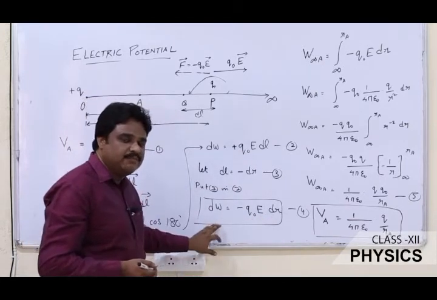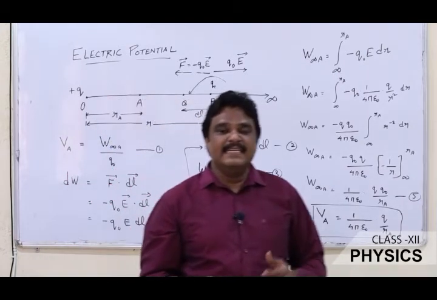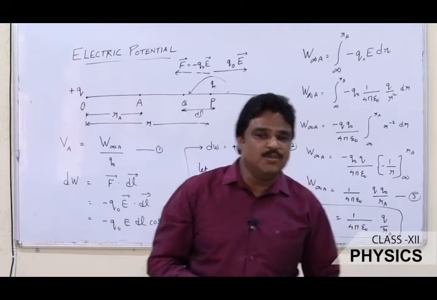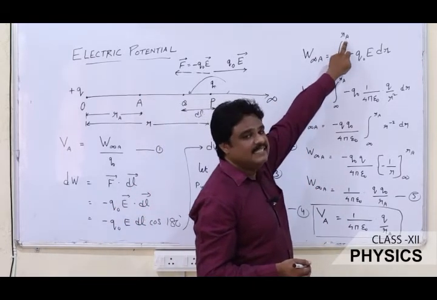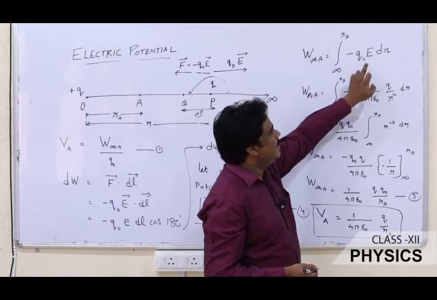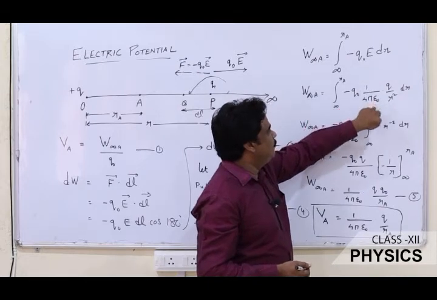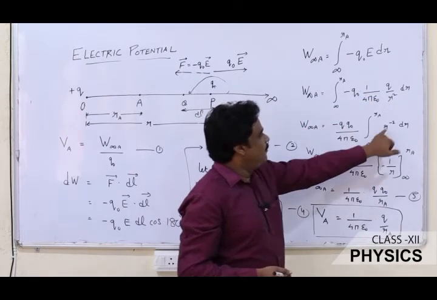So this is the expression for small work done for a small displacement, but I want the total work done in moving the charge from infinity to A. So I am going to integrate it with the limit infinity. A is at a distance RA, so the limit will be RA. I am going to put minus Q naught E dr. Put the value of E. E is 1 by 4 pi epsilon naught Q by R square. Take out the constants. R power minus 2 dr.